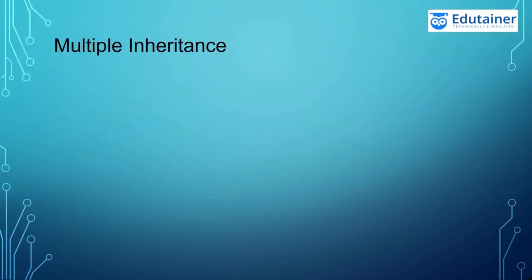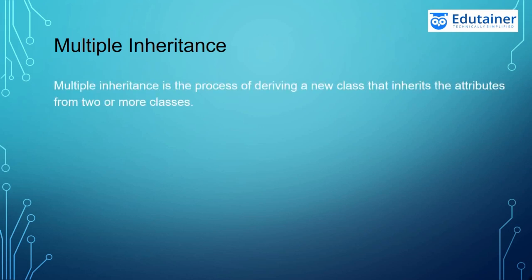Multiple inheritance is the process of deriving a new class that inherits the attributes from two or more classes. In single inheritance, we had only a single base class that was inherited by its derived class. But in multiple inheritance, we have multiple base classes from which we derive a new class.